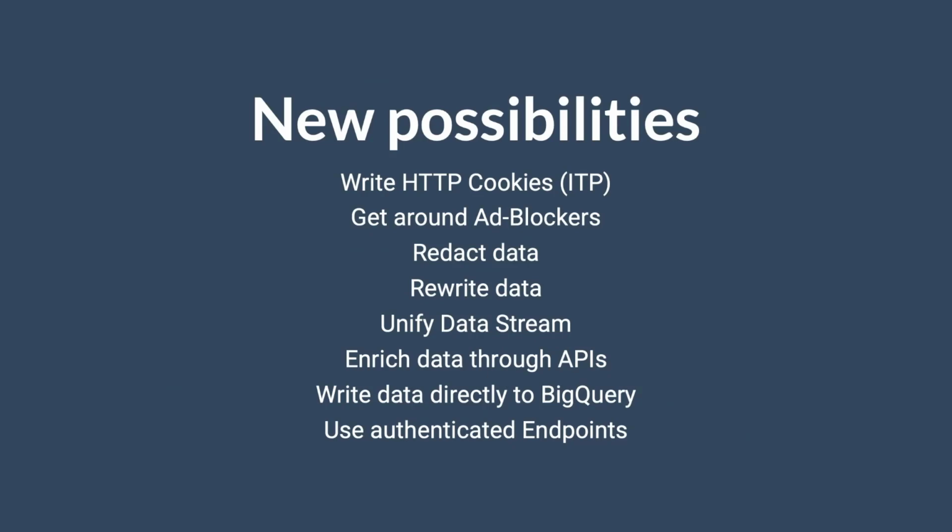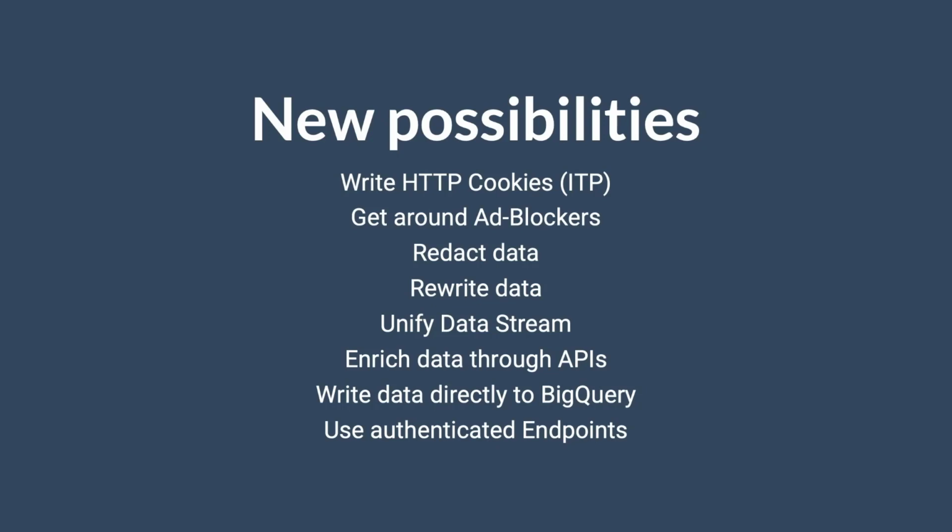And you have new possibilities. These are just some of them that I came up with, but just to go through them really quickly: we can write HTTP cookies, which is not possible on the client side. We can get around ad blockers. We can redact data. We can rewrite data if something in the request is not quite correct and we want to change it, which you can do via server side. We can unify the data stream, so we only send one data stream over to the tagging server, and from there we distribute everything.